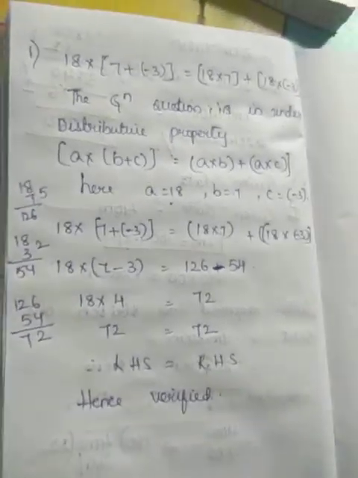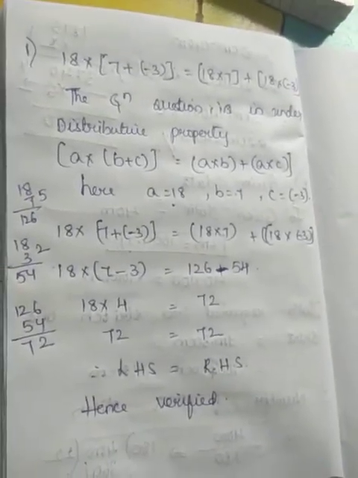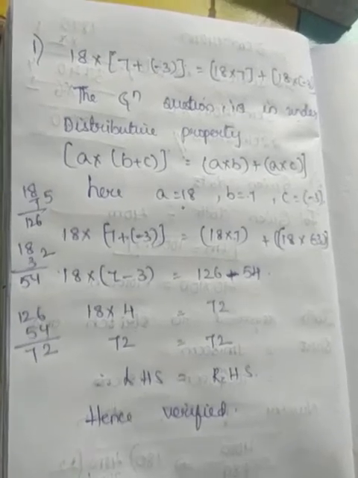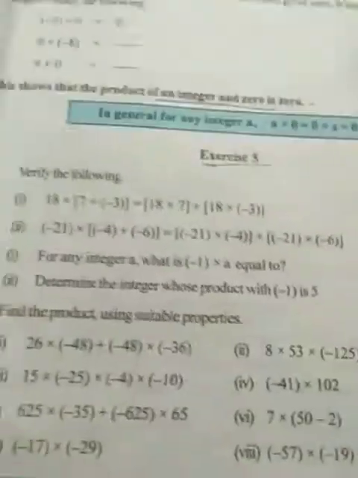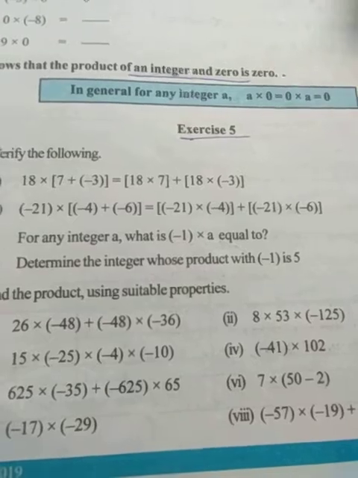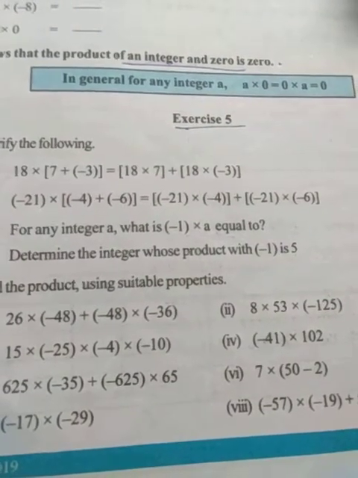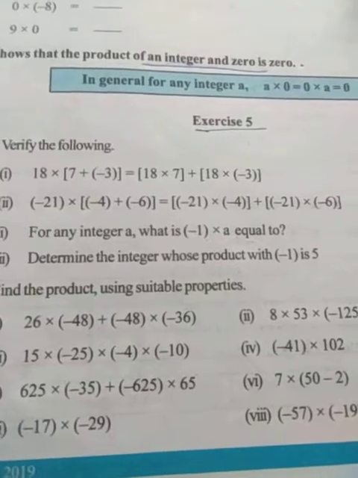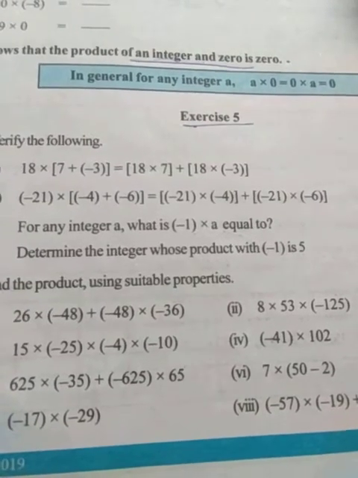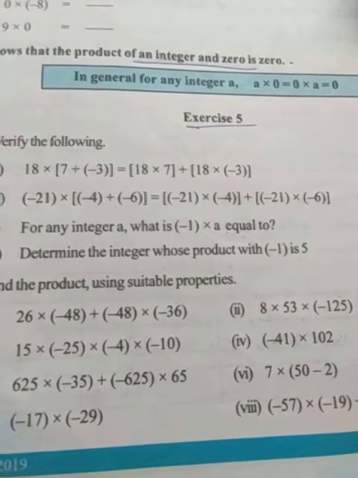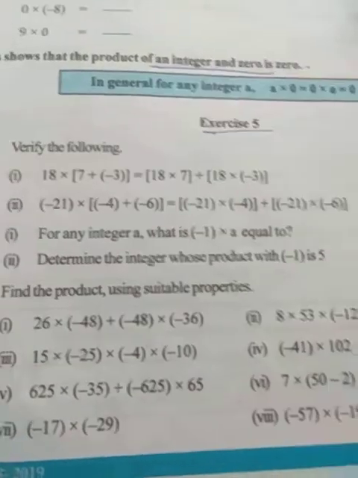Okay, like this you have to do. Clear? Now next, the second one. See the second one. It is also under the same property, distributive property. Like this only you have to do. You have to verify, same as the first one. Next, see.